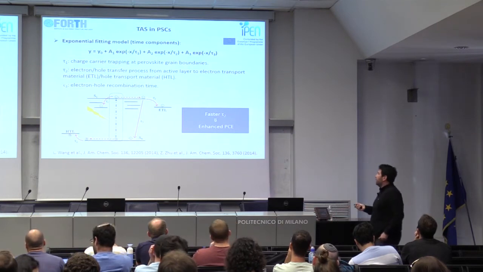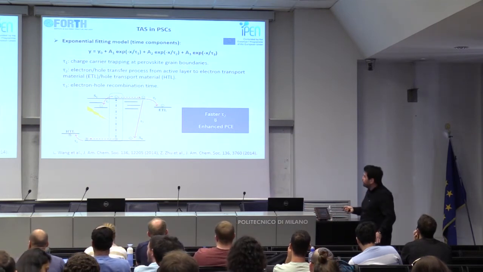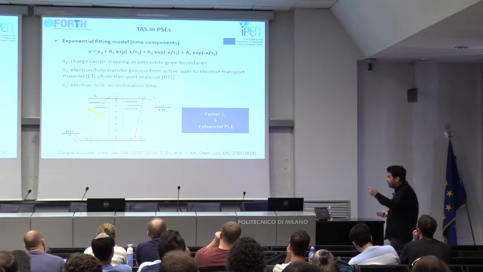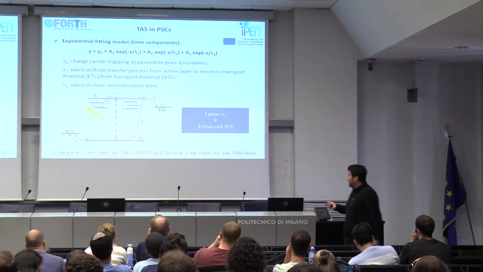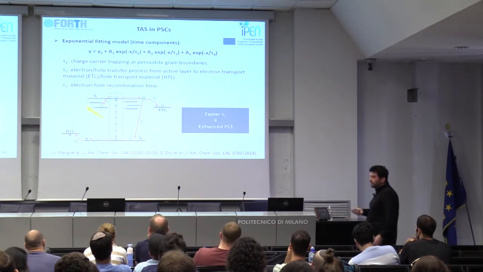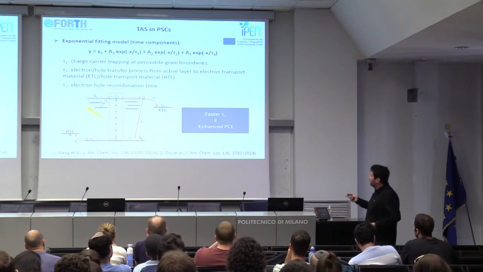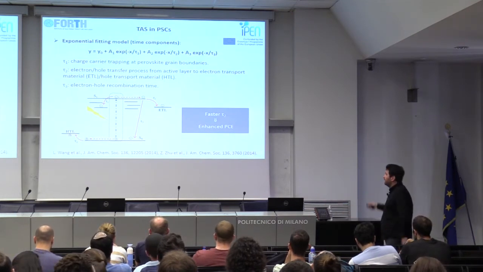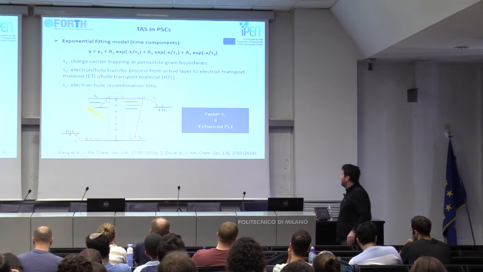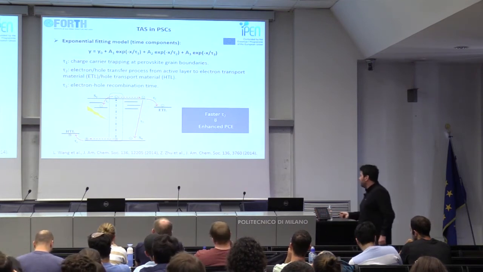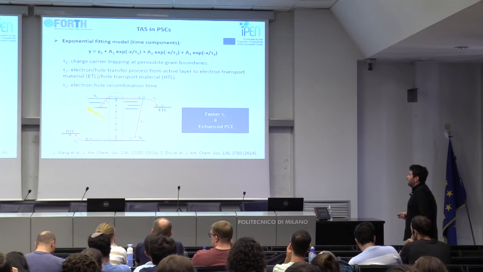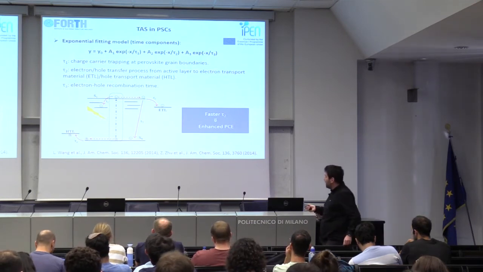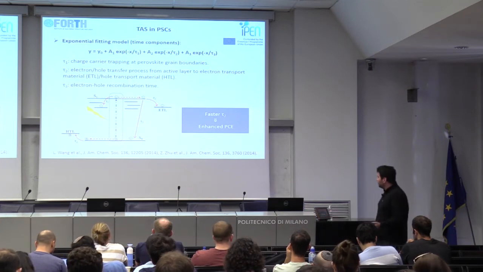The first time component, T1, represents the charge carrier trapping at the perovskite grain boundaries. The T2 component represents how fast the electron hole transfer process occurs from the actual perovskite layer to the HCl polymer. And of course, you have a larger T3 time component, which provides evidence about the electron hole recombination times.